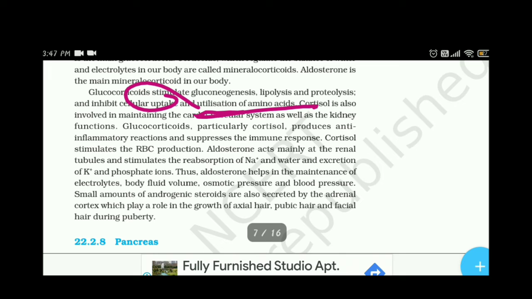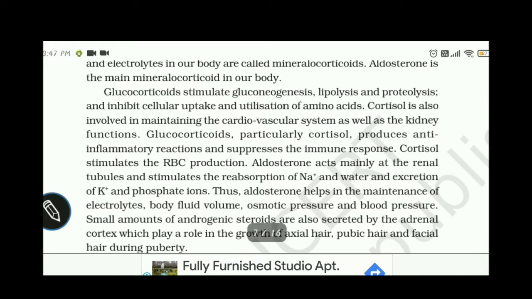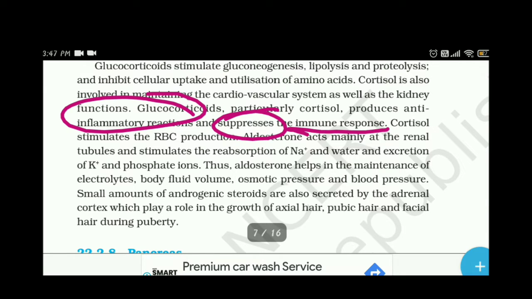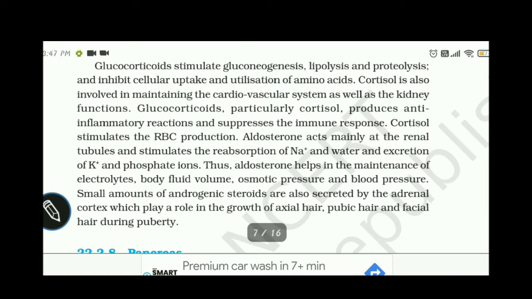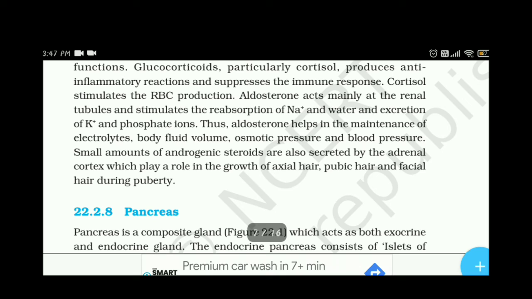Cortisol is involved in maintaining the cardiovascular system as well as kidney functions. Cortisol produces some anti-inflammatory reactions, and it also suppresses the immune response. Aldosterone acts on the renal tubules and stimulates the reabsorption of sodium ions and water, and excretion of potassium and phosphate ions.